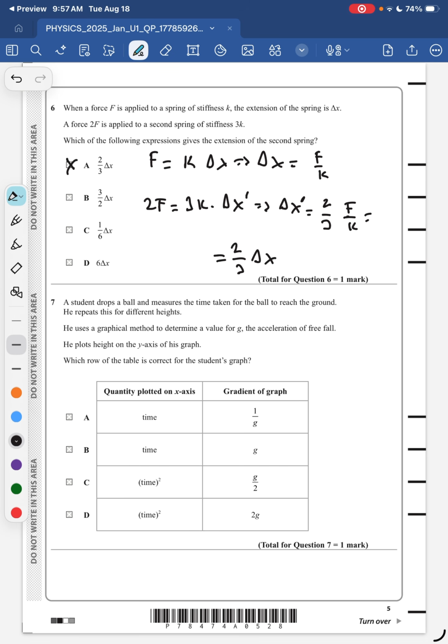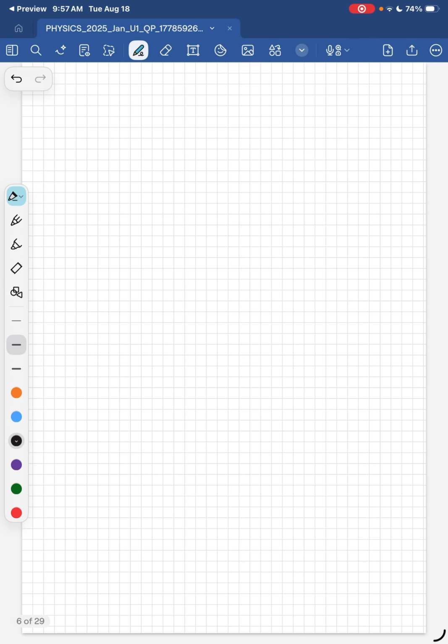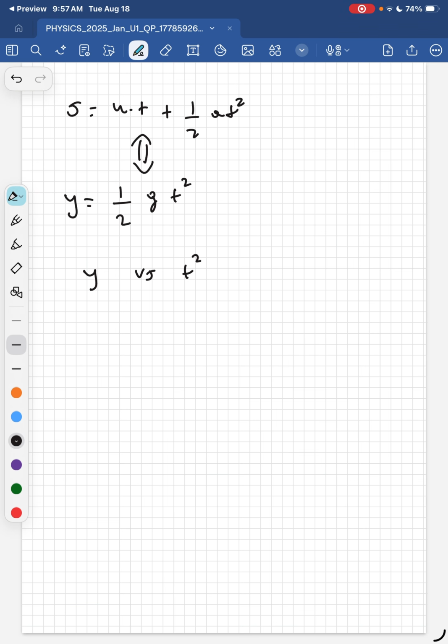Okay, let's do some calculations. I'm going to use a clean page. This is a scenario in which we can use this SUVAT equation. Let's call it S to begin with, and then I will show you. So S is U times T plus 1/2 AT squared. For the student's case, S is y, the height, U, the initial velocity, is 0, and y is 1/2 g t squared. Right? So if we plot y versus t squared, we will get a straight line with gradient g over 2.